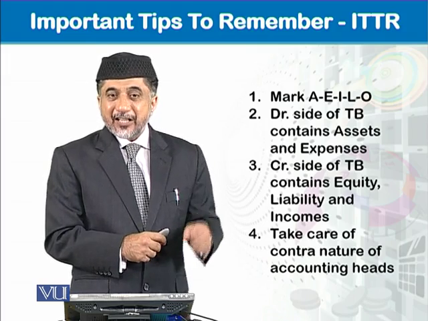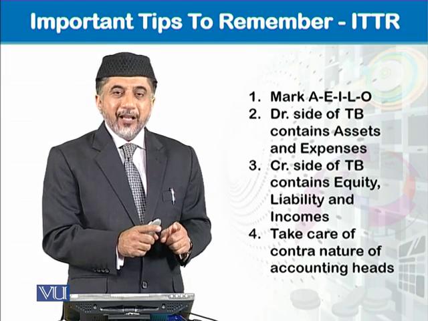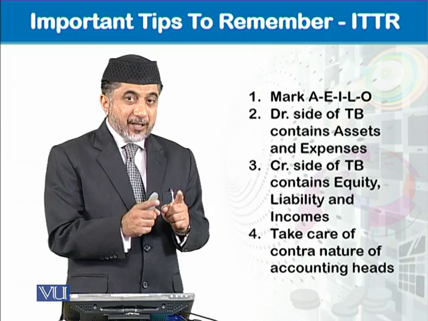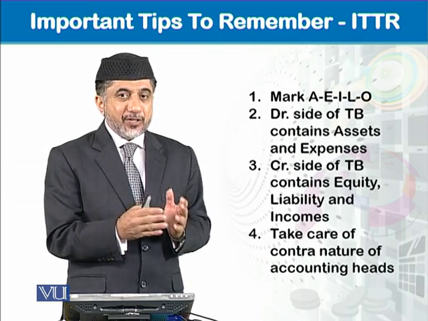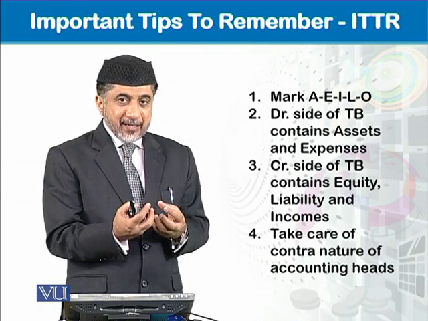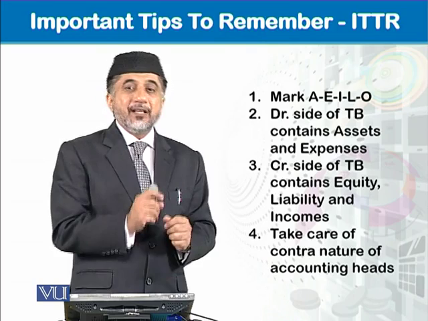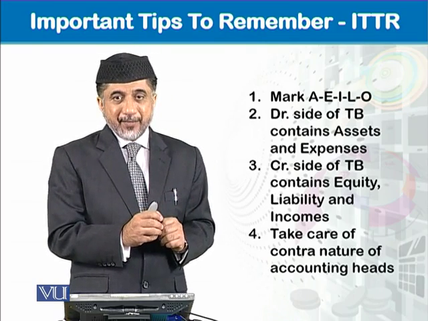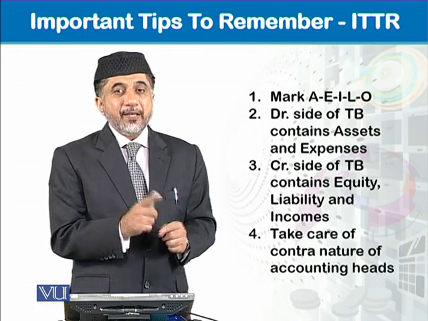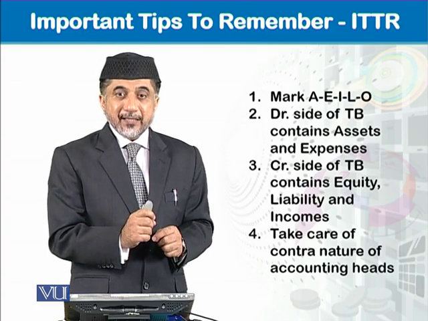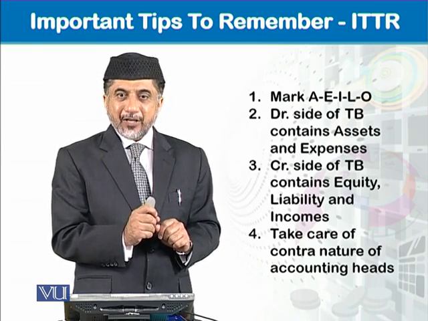And then take special care of the contra nature of accounts. Those would be appearing in the trial balance, but on the opposite side. For example, drawings, these are contra to capital. Although owner's equity items are credit in nature, this drawing would always be appearing on the debit side. Okay? Purchases return, these would be contra to purchases, always appearing on the credit side of the trial balance. Sales return, contra to sales, would always be appearing on the debit side of the trial balance.